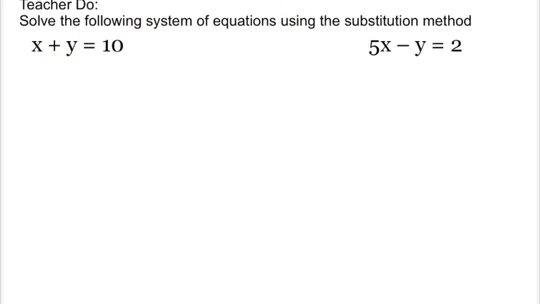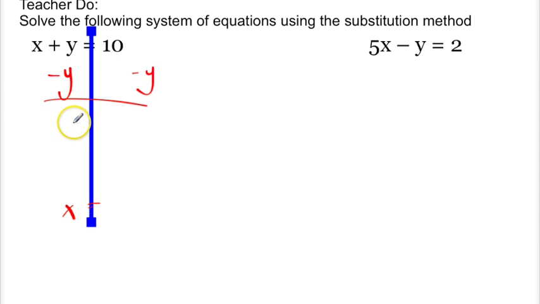So x by itself, that means in the end, I want to get x all alone. So let me draw this so I have a goal to reach. My goal is x all by itself. X equals something. So to make this look like that, I have to get rid of this y. So minus y, and I have to do it on both sides. And now I have x equals 10 minus y. X equals. That's what I wanted. That's what I got. Okay? Now, if x equals 10 minus y, what does x equal?